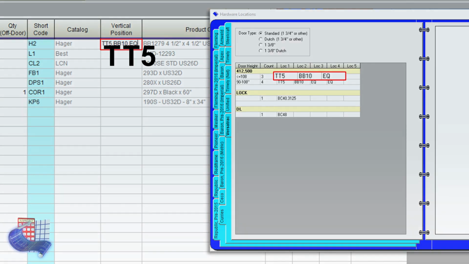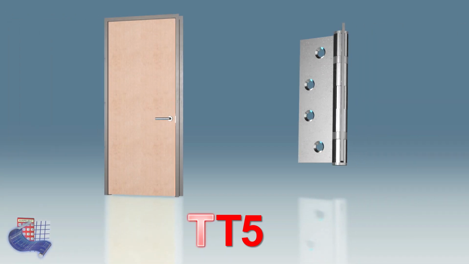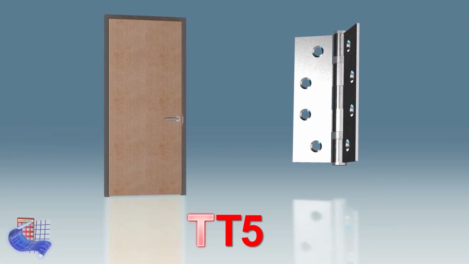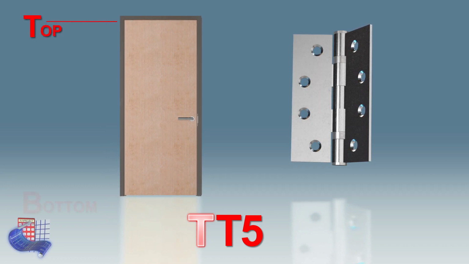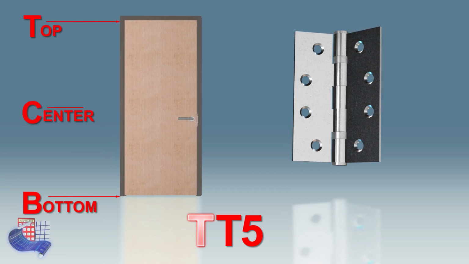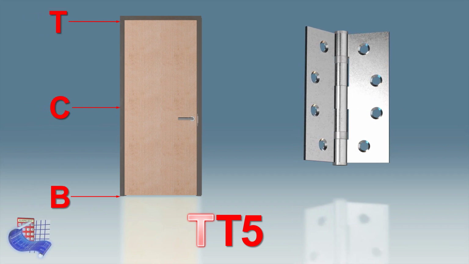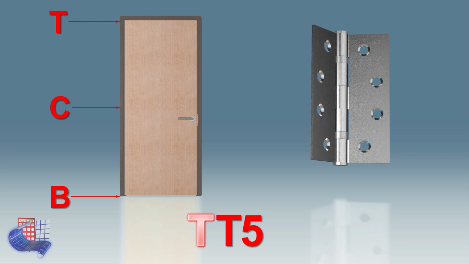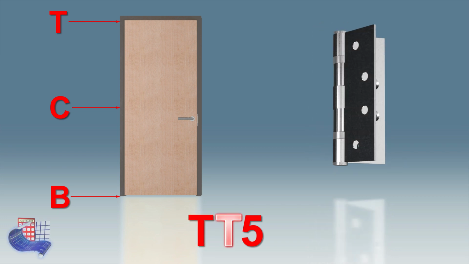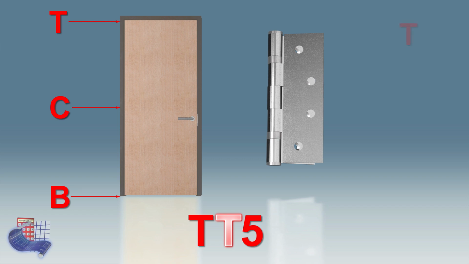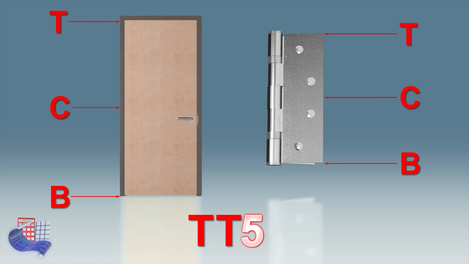The nomenclature used to specify a hardware location is made up of two letters and a measurement. The first letter establishes a reference point in respect of the opening itself. Vertical positions are mapped from the top, bottom, or center of the opening using T, B, or C, respectively. The second letter indicates the reference point on the hardware itself. Once again, top, bottom, or center. The numbers that follow are the measurements between those two reference points specified in decimal inches.